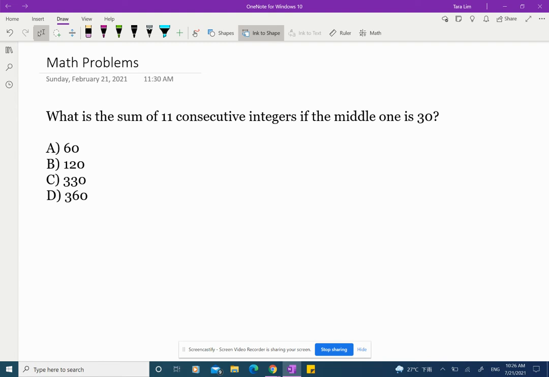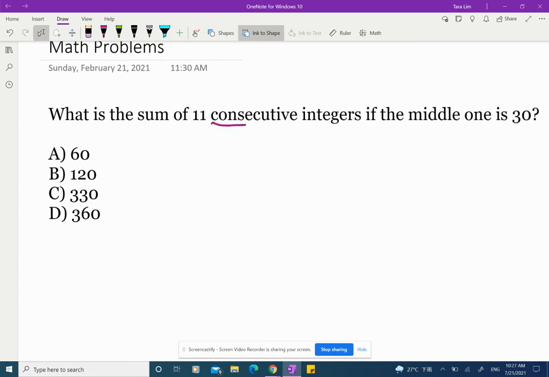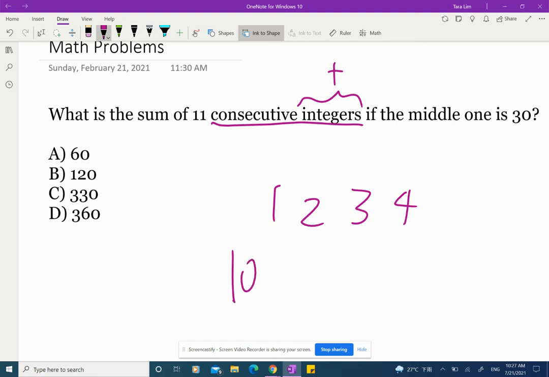What is the sum of 11 consecutive integers if the middle one is 30? So, consecutive integers, what does that mean? We know that integers means numbers that are positive, and consecutive means, let me do an example. Consecutive numbers are like 1, 2, 3, 4, or 10, 20, 30. They have a pattern in those numbers. So these are called consecutive numbers.